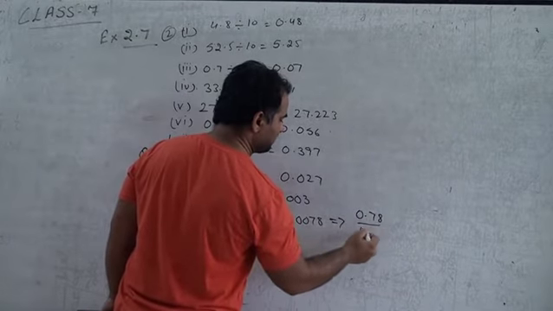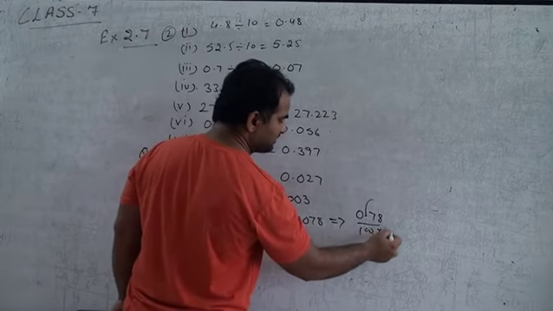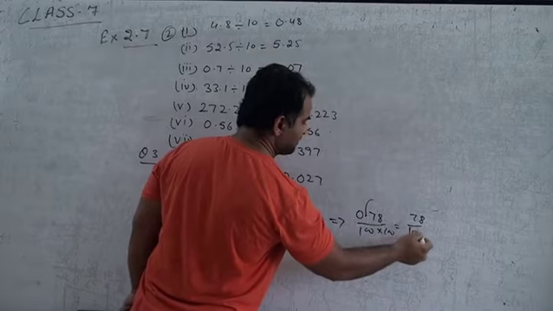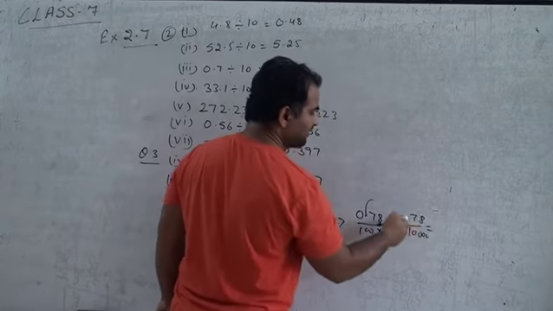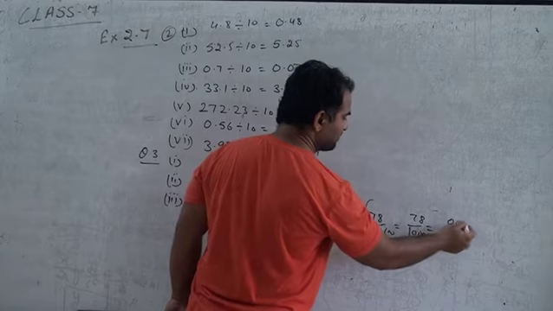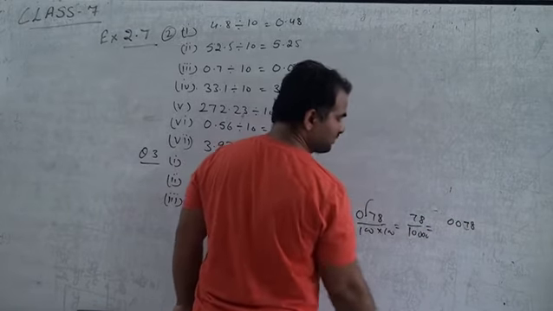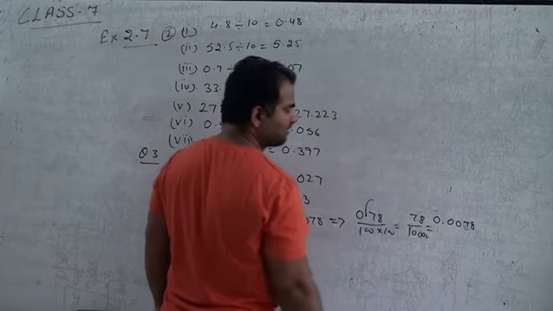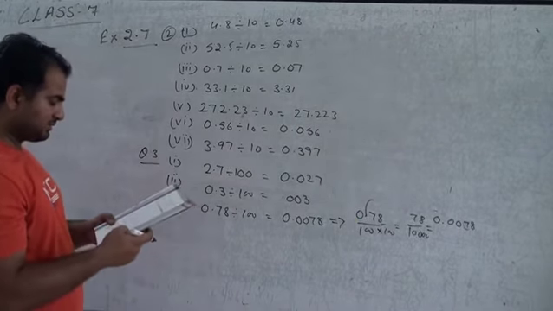Or what you can do, we can also solve it like this. 0.78 divided by 100. When we remove that point, it will again give us 100. It will be 78 by 4 zeros. So what we have to do, we will have to make it 0.0078. Okay. And what we have to do, we have to place a point there and then we have to write the answer.